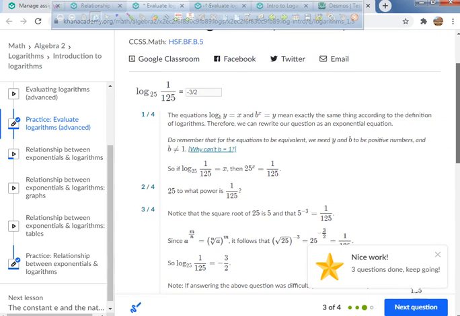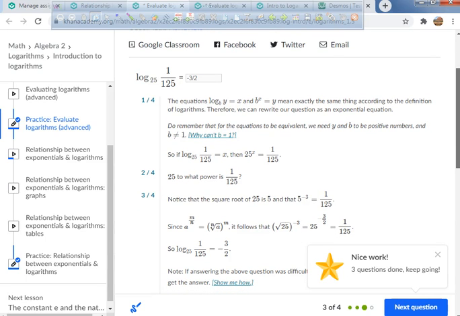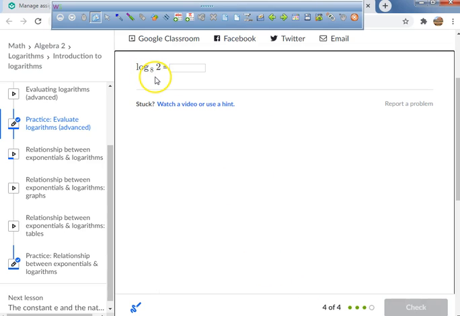They did it a little bit different way. I like to just change it to the same base. Well, you'd have to use the calculator for that, and we're trying to do it without a calculator. All right, last one.